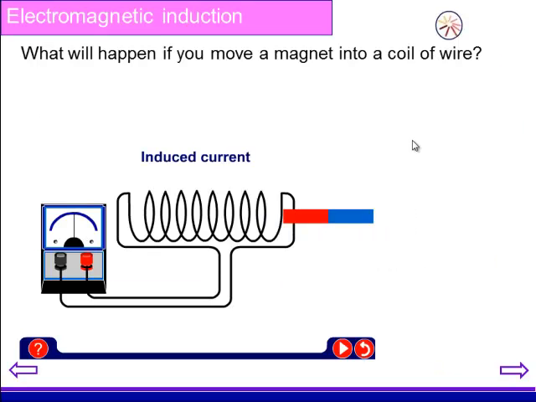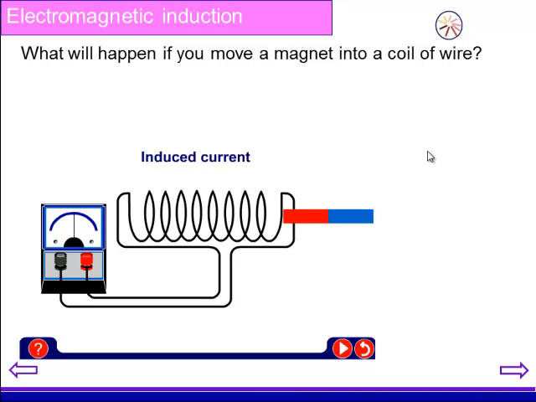What happens if you move a magnet into a coil of wire? You may ask. Someone did, and they realized that if I move a magnet into a coil of wire, current is produced. So that was an interesting discovery.